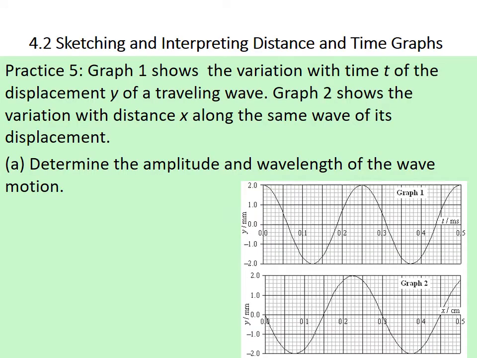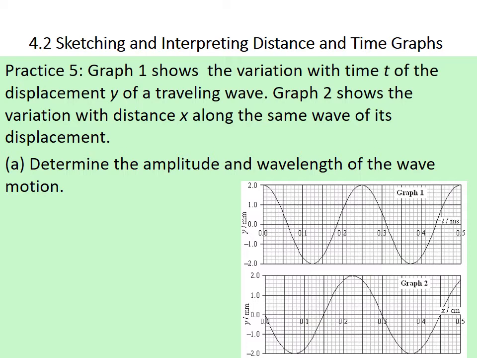Graph 1 shows the variation with time t of the displacement y of a traveling wave. Graph 2 shows the variation with distance x along the same wave of its displacement. Determine the amplitude and wavelength of the wave motion. So one graph is displacement versus time. One graph is displacement versus distance. So only graph 2 will give us information about the wavelength.